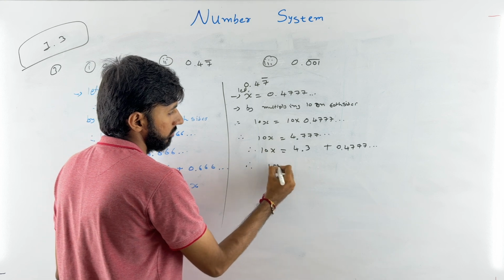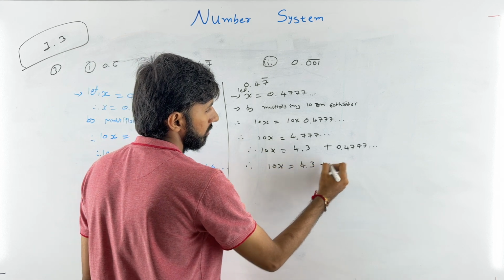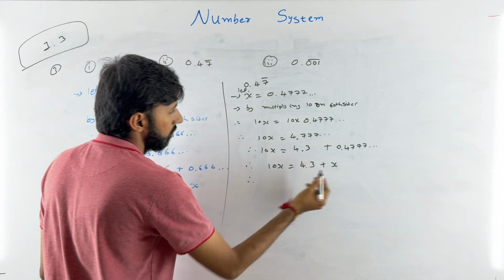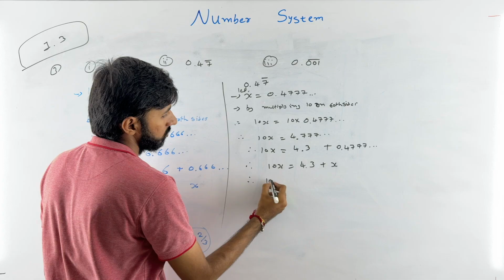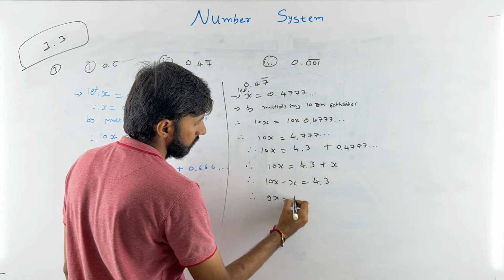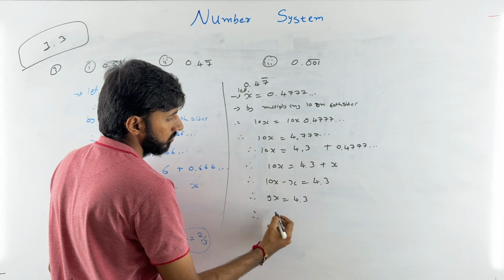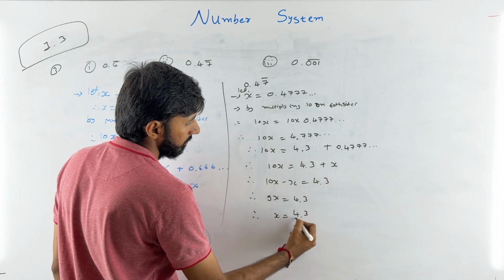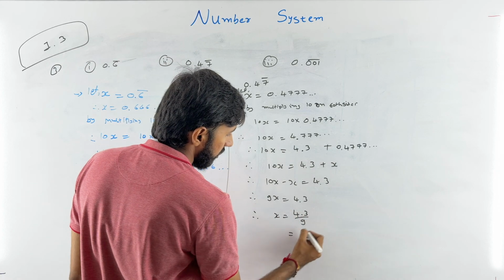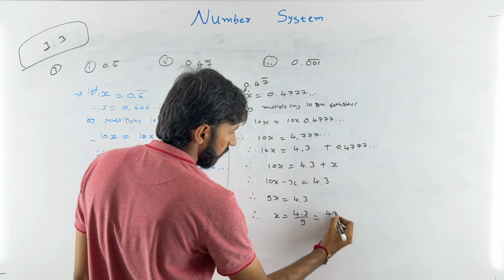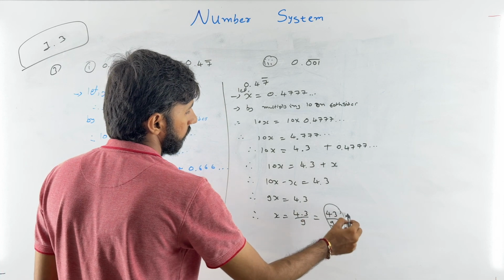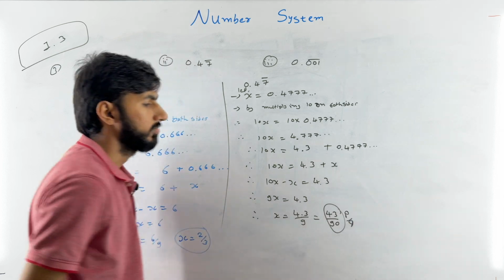So here 10x equal to 4.3 plus, I can write x instead of this number, because we have assumed that. Now put x on this side. So 10x minus x equal to 4.3. 9x equal to 4.3. So x equal to 4.3 divided by 9. Now if I remove the decimal point, my answer will be 43 by 90. So this is in the form of p by q, and this is my answer.